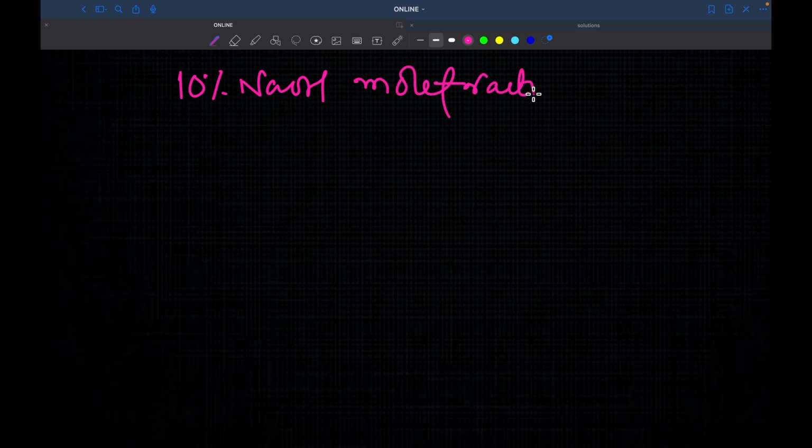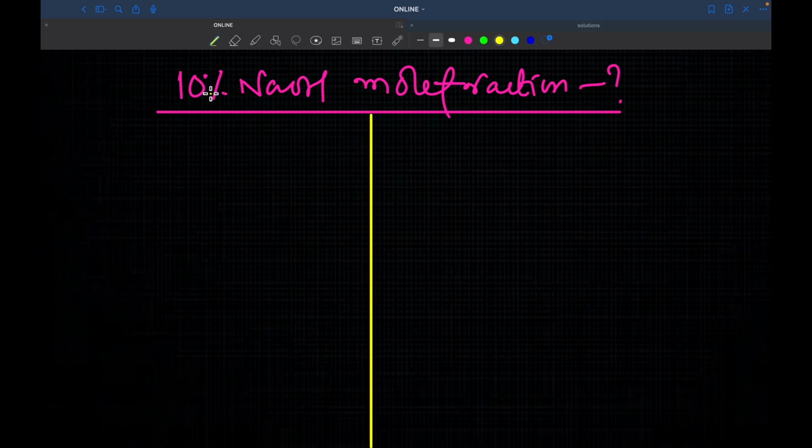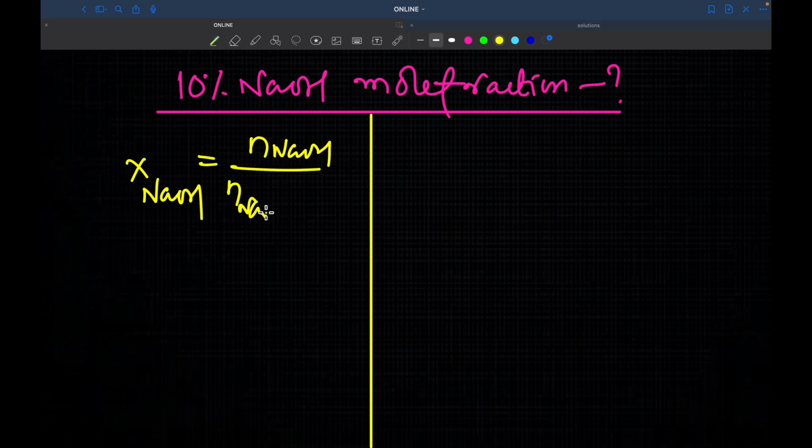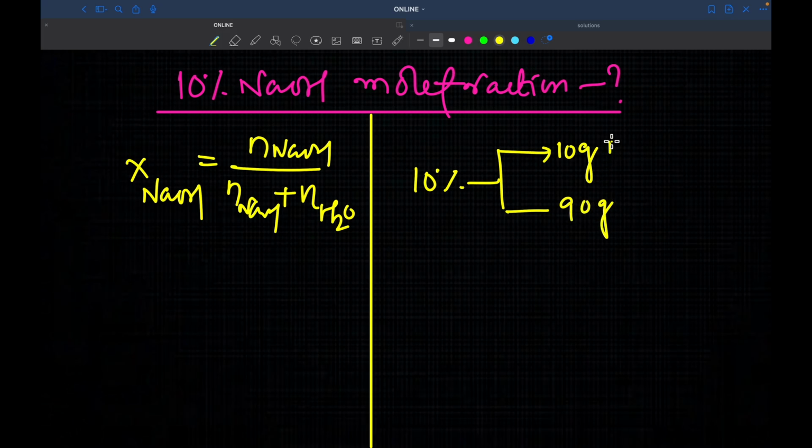So we will solve a question. For a 10% NaOH solution, we have to calculate the mole fraction. There are 2 parts: first calculate the moles, then calculate the mole fraction. Mole fraction of NaOH is moles of NaOH over moles of NaOH plus moles of water, because the solvent is water, so we have to add it. First understand what a 10% solution means: 10 grams of NaOH and 90 grams of water.